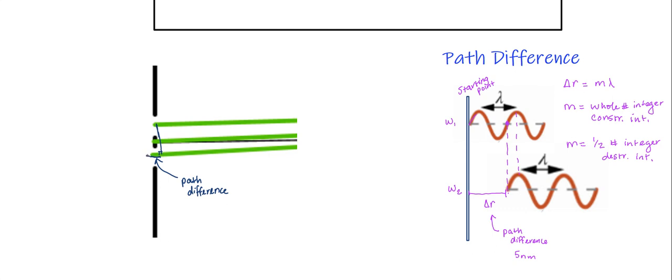Now, remember that this distance over here, which I'm going to sketch out in a different color, that's going to be d. That's the distance between the two sides, or between the two slits. And this angle over here happens to be the same as the angle over here.